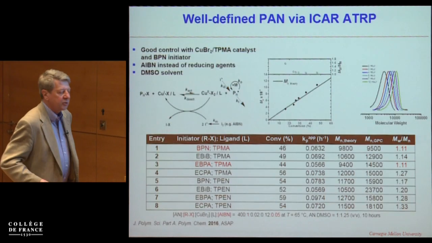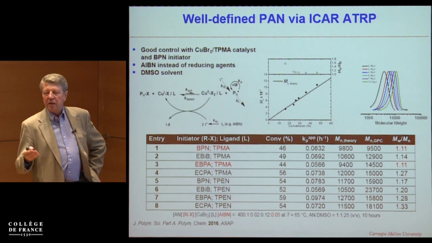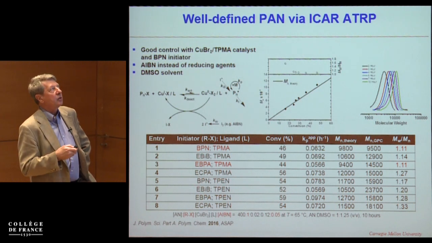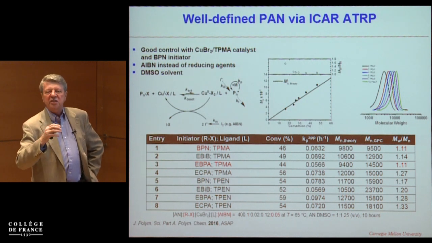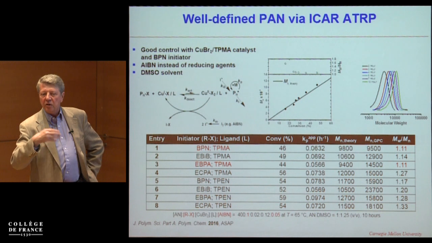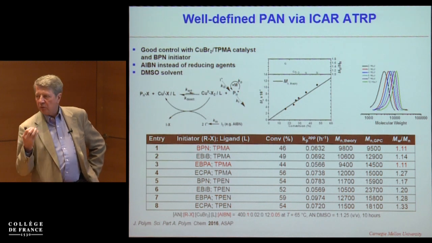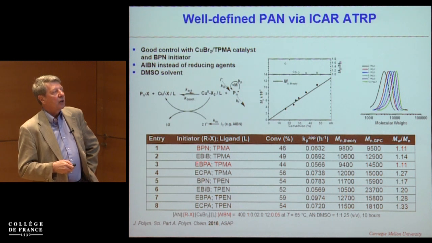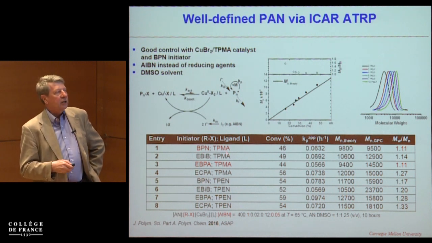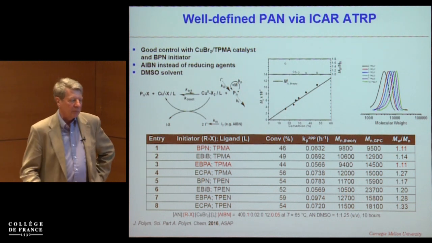So what other techniques can we use? One example is ICAR. ICAR, as you remember from my second lecture, is a process where we use AIBN as a reducing agent, or as a constant supply of radicals to compensate for radical termination. The best systems are based on initiators such as bromopropionitrile, mimicking essentially the structure of polyacrylonitrile, or even more active ethyl bromophenylacetate, and the ligand TPMA. You can see dispersity of 1.1, so it works very nicely.